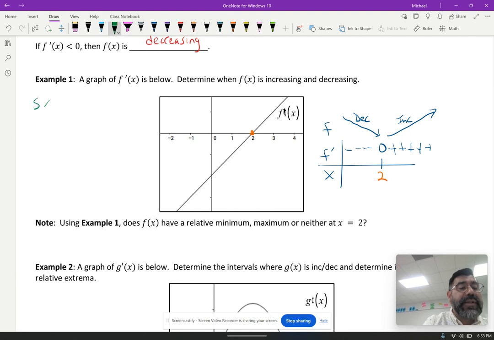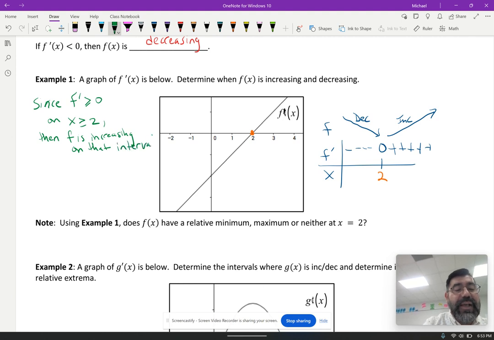since f prime is greater than 0 for x's that are greater than or equal to 2, then f is increasing on that interval. Okay, on the second sentence, I'm going to try to make it a little bit cleaner. So because the derivative is greater than or equal to 0 on x's that are bigger than 2, therefore f of x is increasing on that interval.